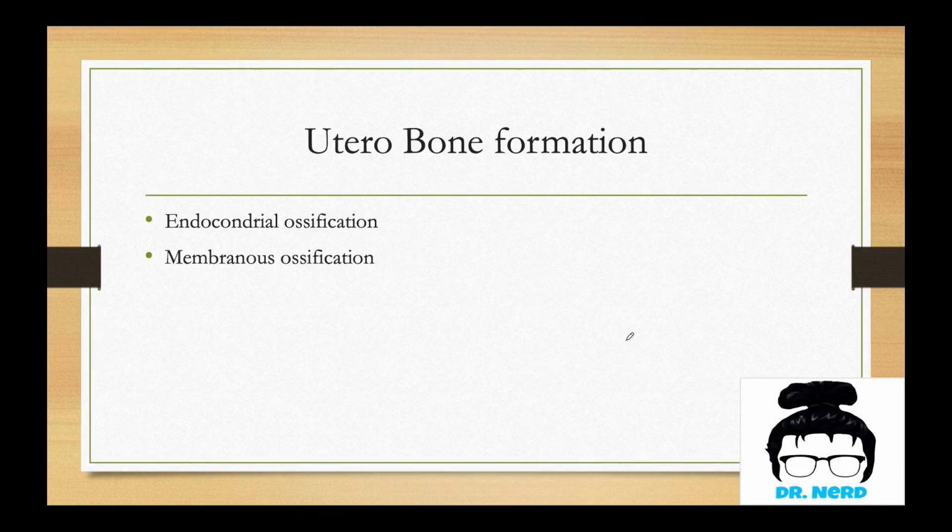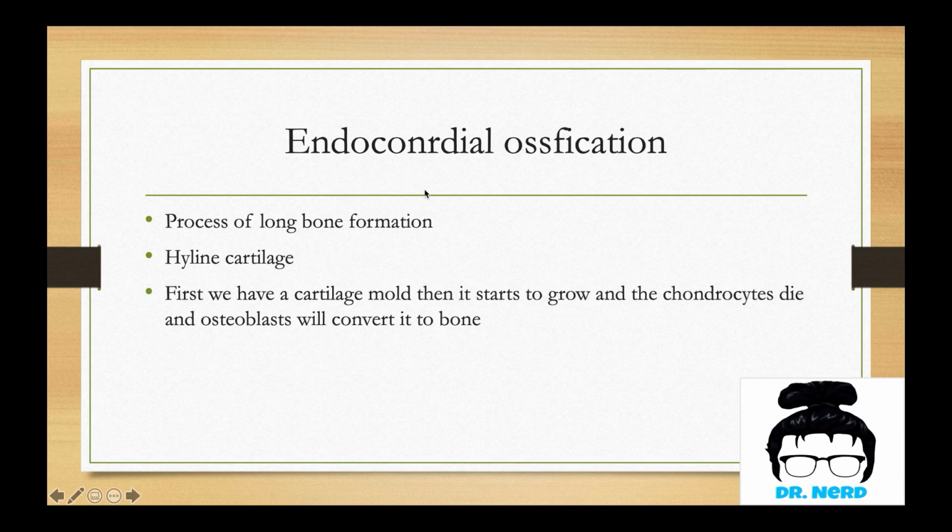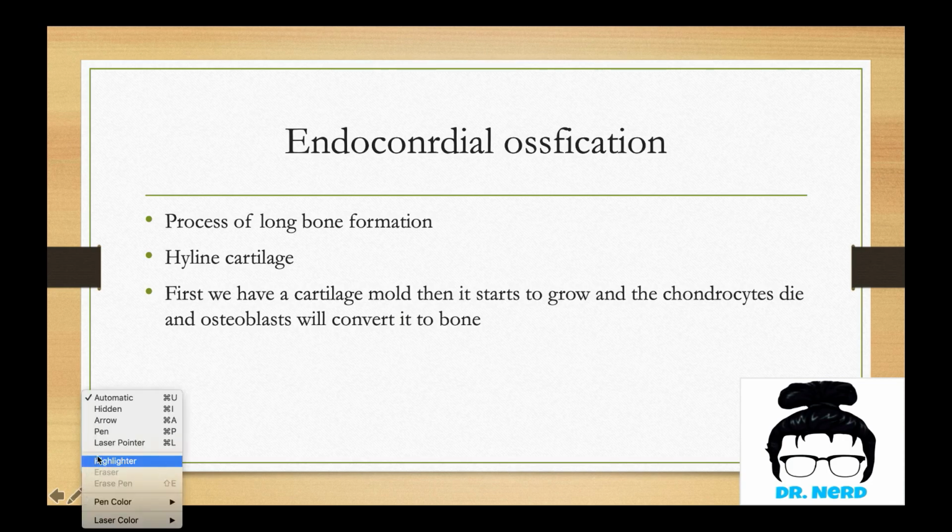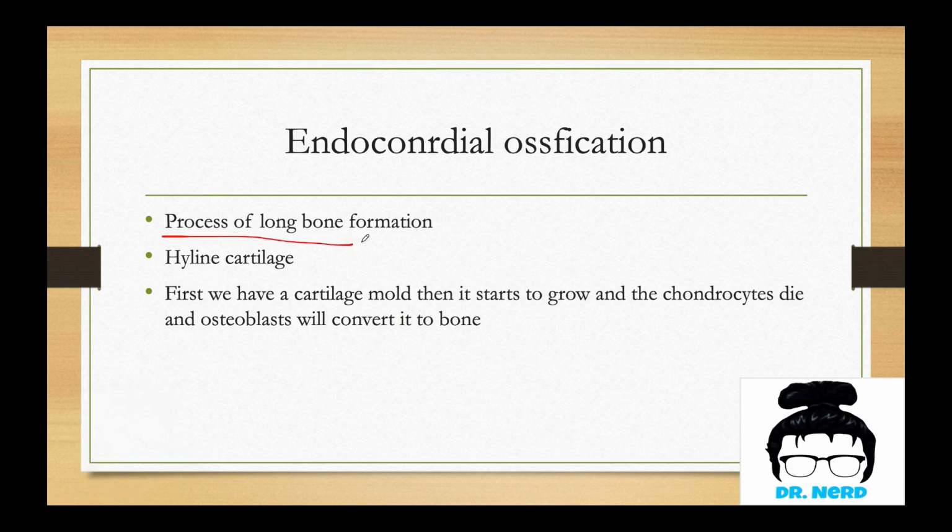We're going to be talking about in utero bone formation. So we have two types of bone formation, endochondral and membranous. Okay? So endochondral ossification is the process of bone formation, of long bone formation in particular. So it starts out with hyaline cartilage. First, we're going to have this hyaline cartilage in the middle, and it's going to be molded into the shape of a bone, and it's going to start to grow. And then the chondrocytes start to die. Then the osteoblasts will come in from the bloodstream and convert it into bone.